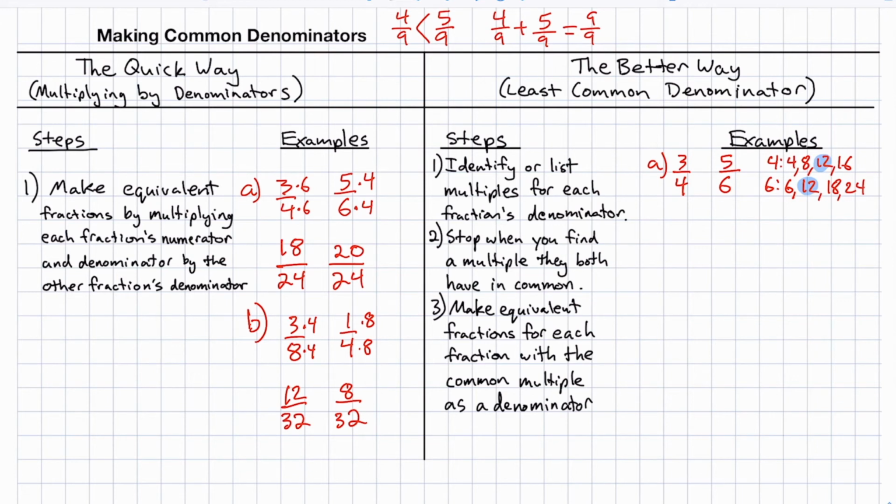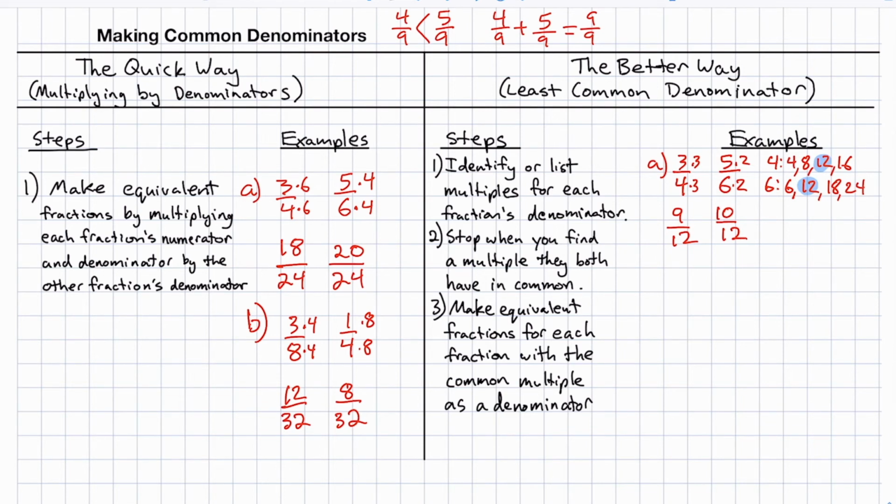make equivalent fractions for each fraction with the common multiple as the denominator. So we're going to make 12 the denominator, so we'd do 4 times 3, and 3 times 3. Again, you're going to multiply by the same thing, so your fraction is equivalent. That would give us 9/12. And then we're going to turn 6 into 12, so we're going to have to multiply by 2, and then that would give us 10/12. So we have 9/12 and 10/12.